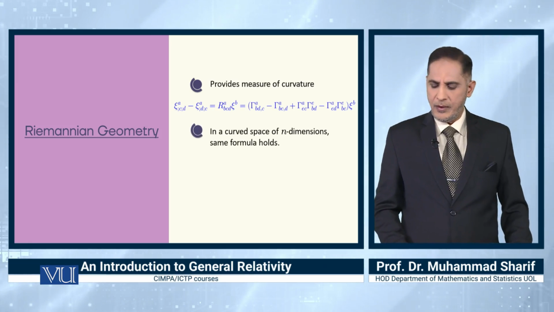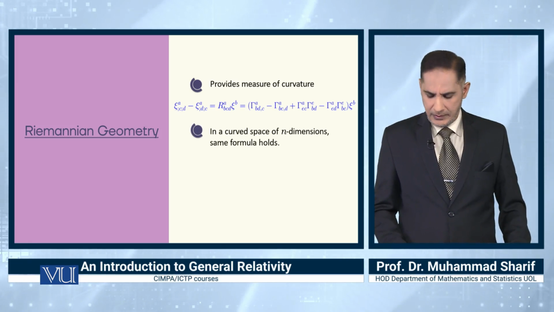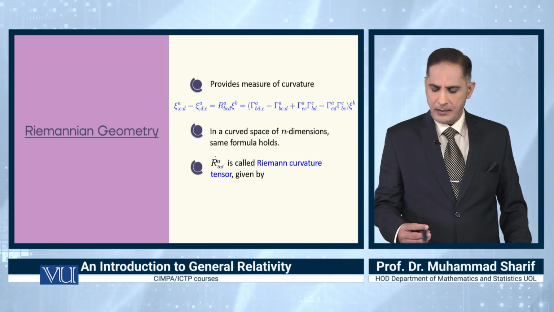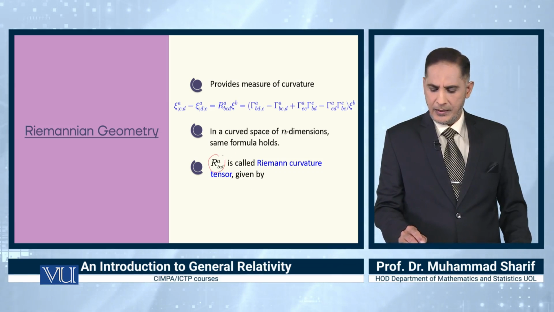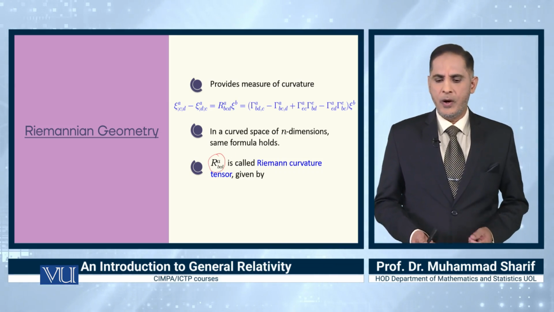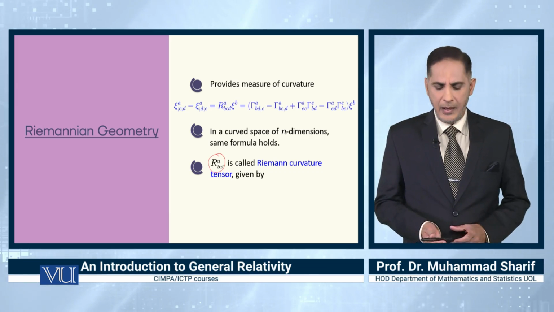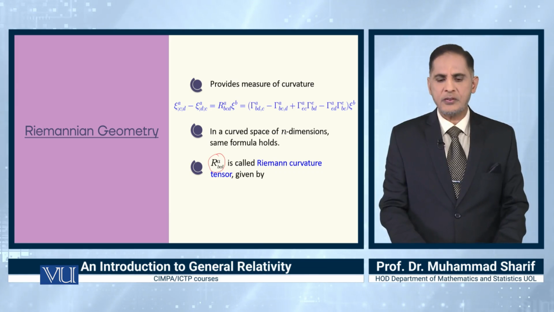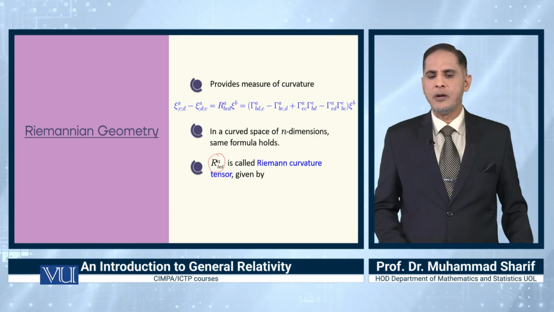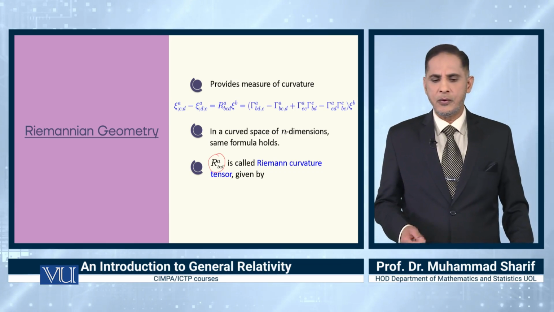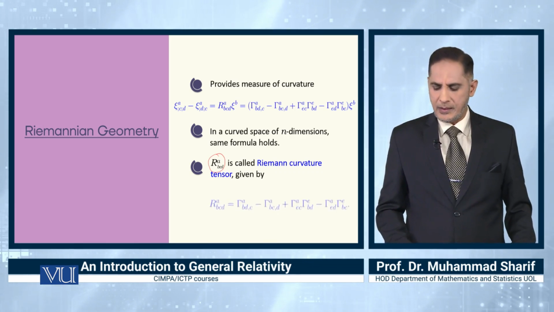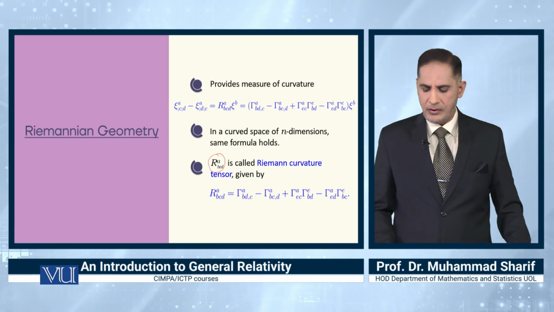In a curved space of n dimensions, the same formula holds, but this quantity is called the Riemann curvature tensor, R, A, B, C, D, and A, B, C, D can run from 1 to 4 if we are considering space time, and 1 to 3 if we are just considering space in 3 dimensions. So, it depends upon the dimensions we are taking, it is 3, 4, or even we can extend it to n dimensions. Generally we can write the Riemann curvature tensor as you can see.